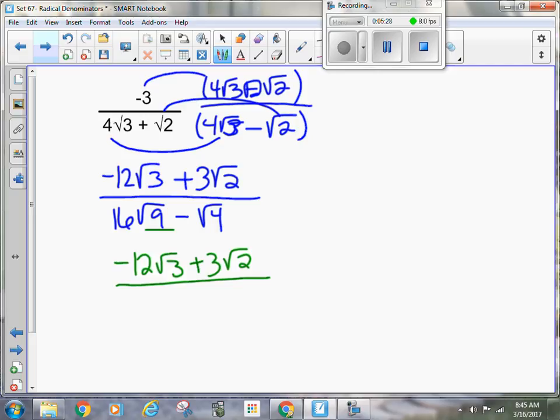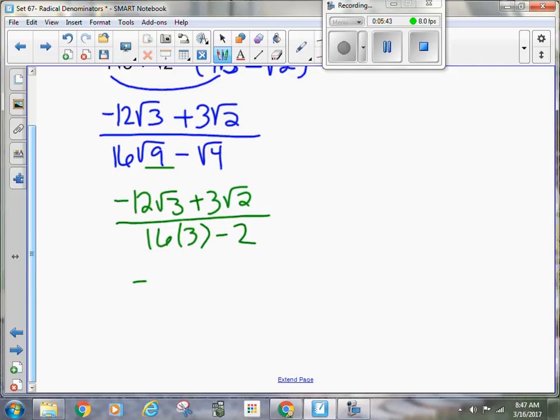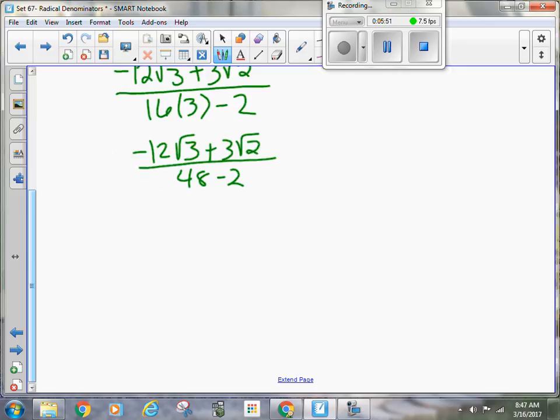Let's see, 16 times 3. All right, there's our 16 times 3, and then we get our minus 2, square root of 4 is 2. Okay, 16 times 3 gives me 48, and I get 48 minus 2, so we get a 46. So negative 12 square root of 3 plus 3 square root of 2 over 46.